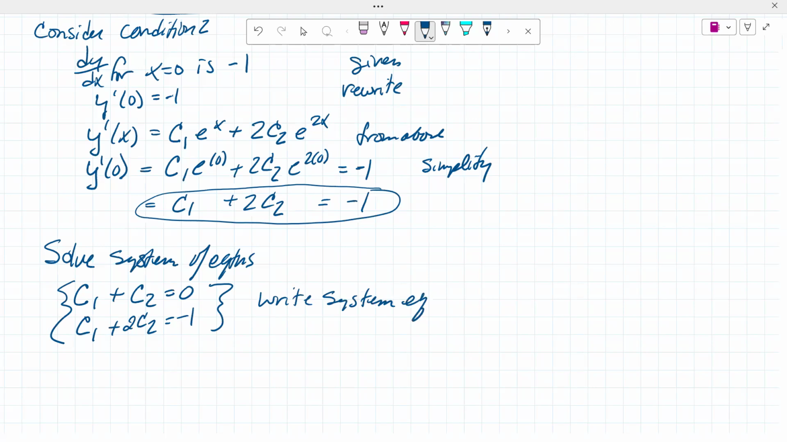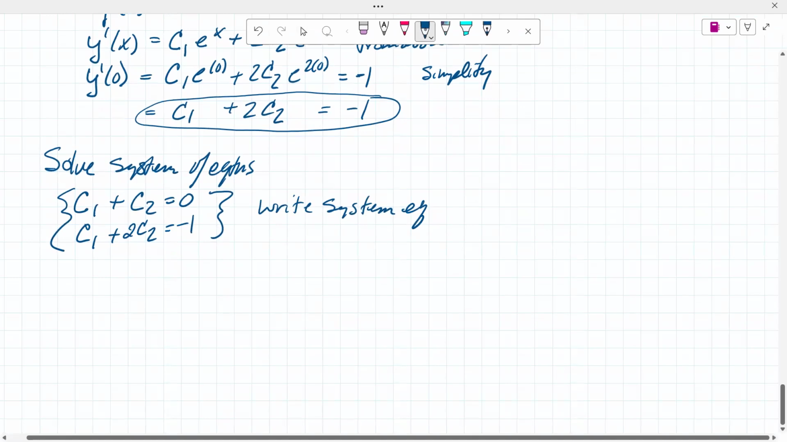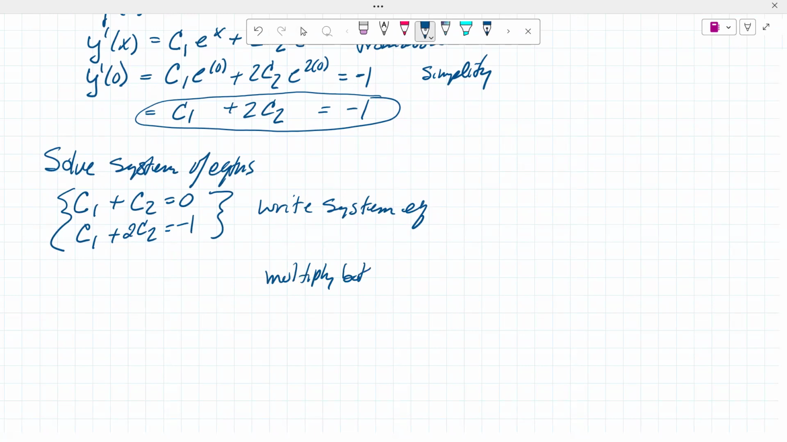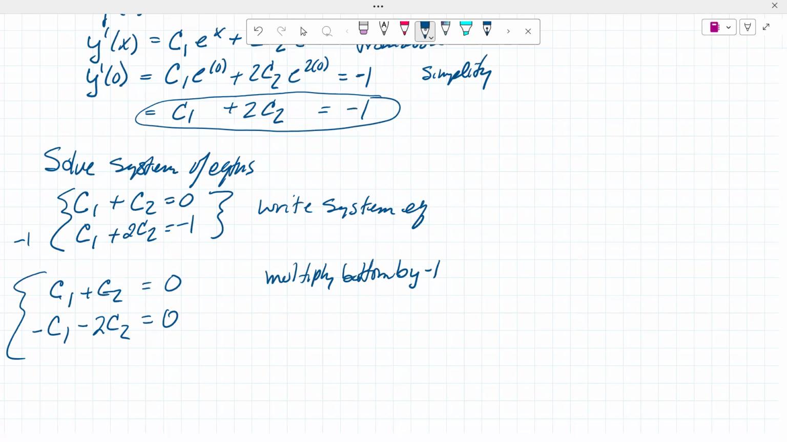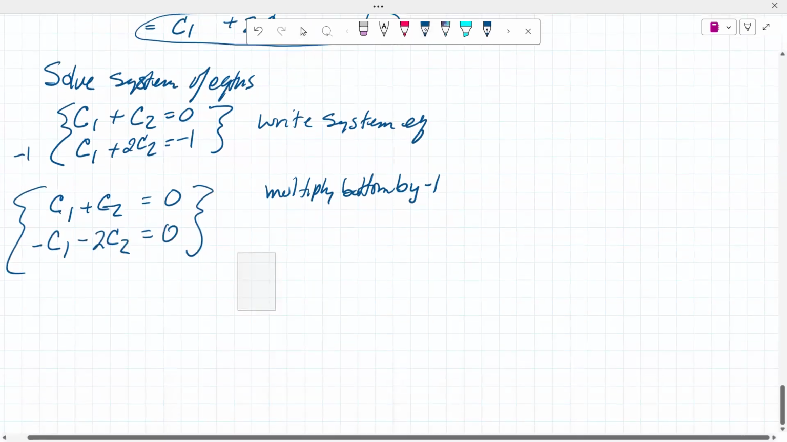Next, what we're going to do is we can multiply the bottom by -1. So let's do it again. C1 plus C2 equals 0, and we're going to multiply through by a -1, so I'm going to put a -1 out here. So we're going to have negative C1 minus 2C2 equals 1. This is our revised system, and it's an allowable operation.